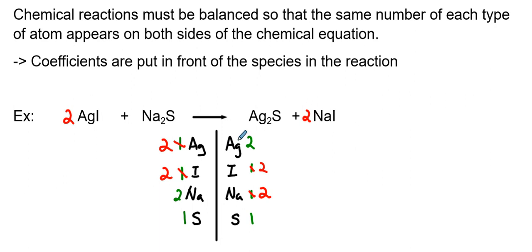And I suggest doing this at the end of the test, going back and looking at them. Or if you need to use this in the next part of a problem, for example, which can happen in some other chemistry classes, take a moment, not looking at your chart, and just actually count them out. I have 2 silver, I have 2 silver. I have 2 iodine, I have 2 iodine. 2 sodium, 1 sulfur, 1 sulfur. This appears to be balanced.